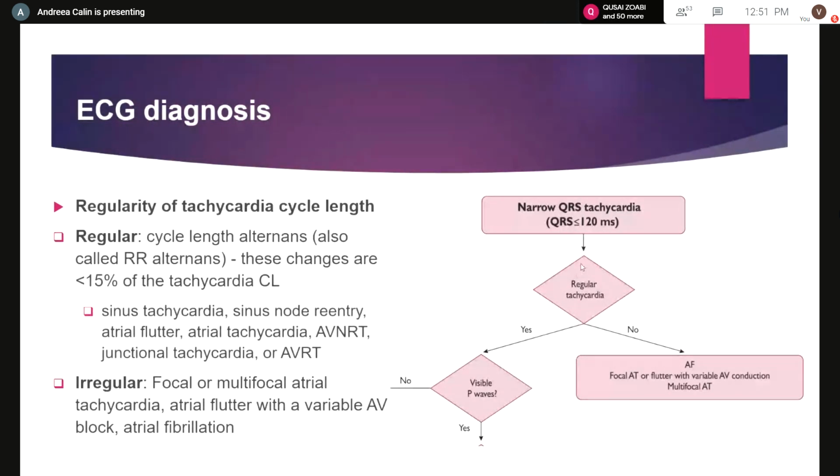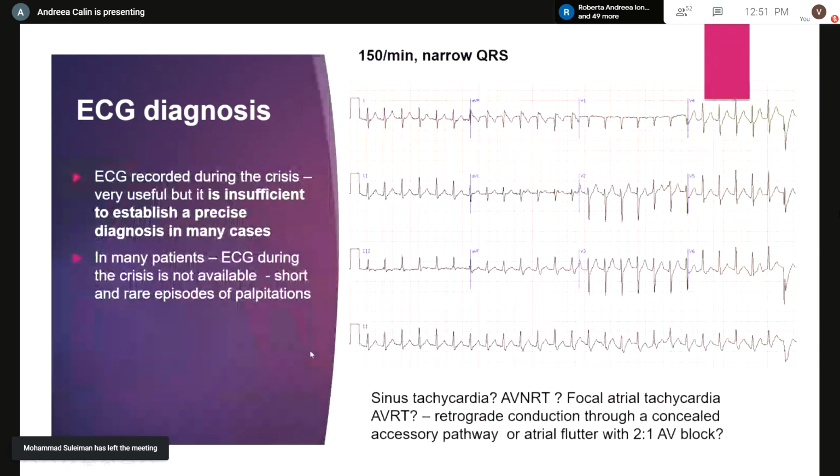So, in the first place, we should check if the tachycardia is regular or not by measuring the RR intervals. Then we should look at the P waves. In this case here, for example, you can see that we are in front of a patient with tachycardia with 150 beats per minute with a narrow QRS complex. It is a very thin QRS complex. But we can see here, for example, some notches that are given probably by the atrial activity.